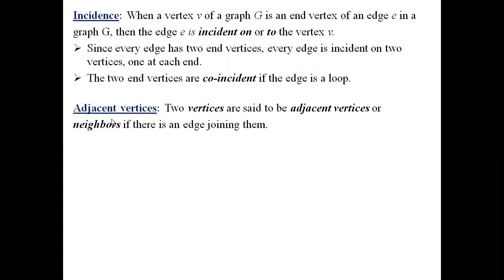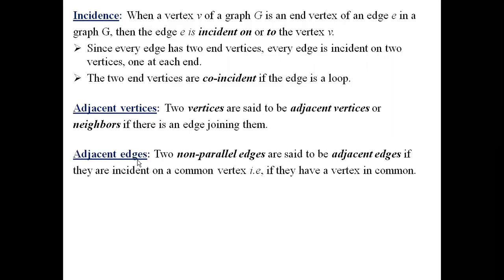Next, we will understand adjacent vertices. Two vertices are said to be adjacent if there is an edge joining them. The adjacent vertices are also known as neighbors. So any two vertices are said to be adjacent if there is an edge joining between them.